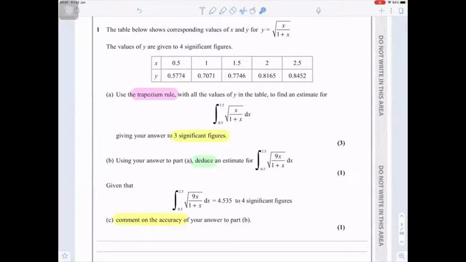Part B. Using your answer to part A, deduce an estimate for the integral from 0.5 to 2.5 of the square root of 9x over 1 plus x. Given that the integral from 0.5 to 2.5 of the square root of 9x over 1 plus x equals 4.535 to 4 significant figures, comment on the accuracy of your answer to part B.